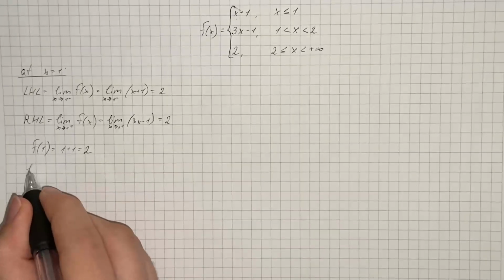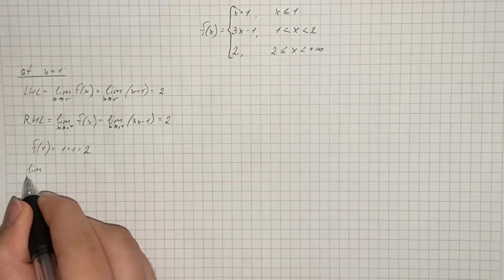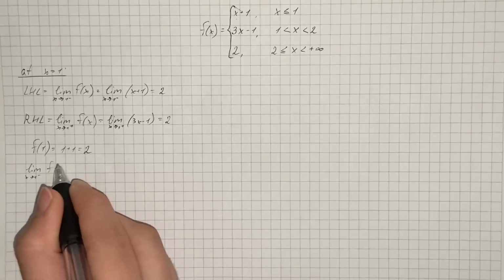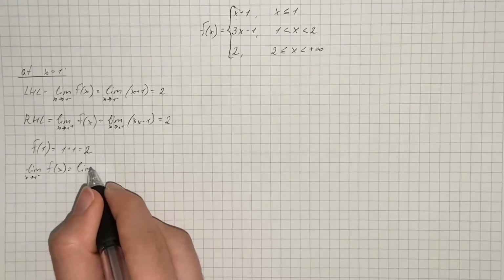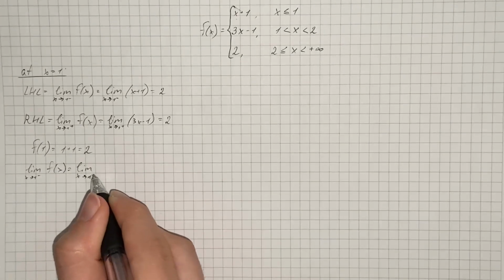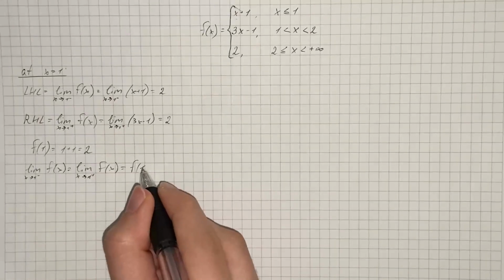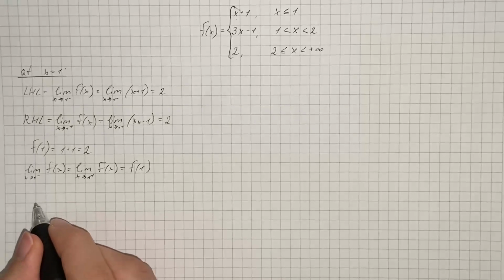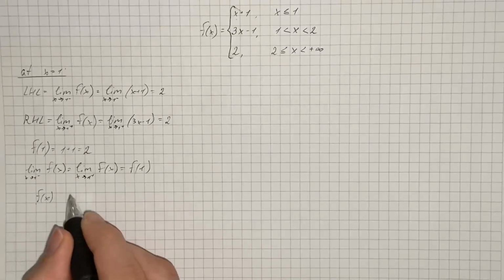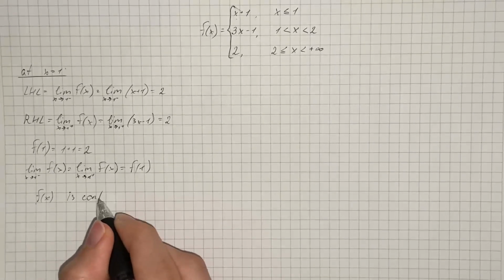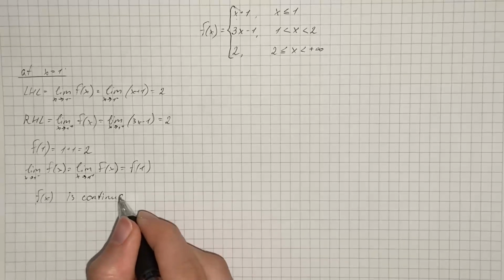Therefore, we get that the left-hand limit equals the right-hand limit and equals the value of the function at this point. Therefore, we can say that the function is continuous at point x equals 1.